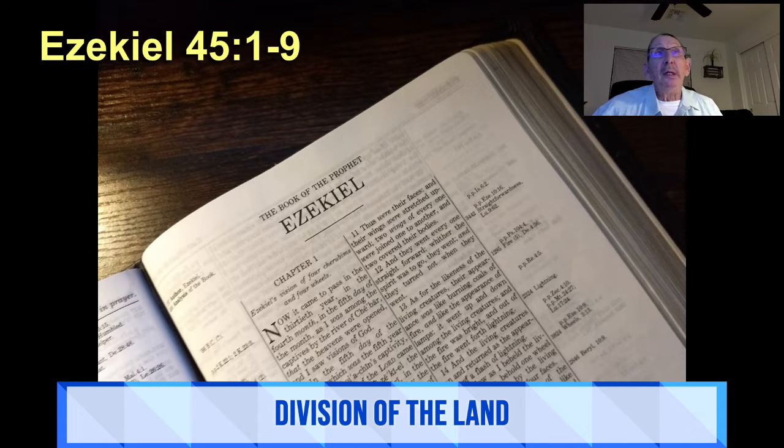Okay. Ezekiel chapter 45. I call this one Division of the Land. We had already started talking about the area around Jerusalem and the city and the temple. We're going to continue that a little bit and look at the division and the different parts of Israel and what they're going to be used for during the millennium kingdom.